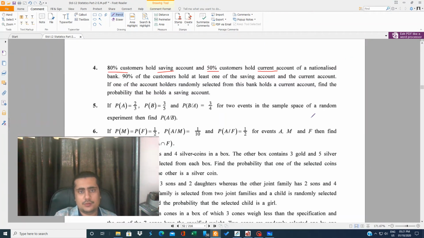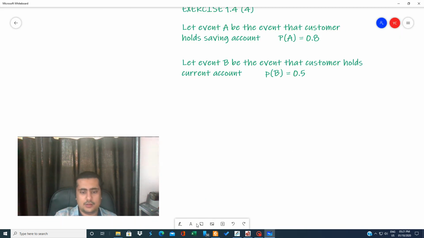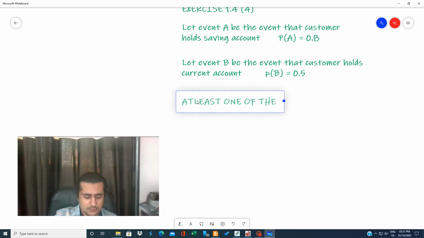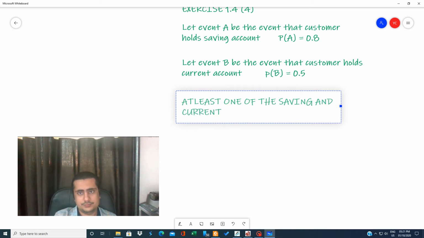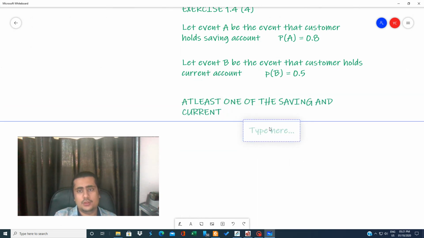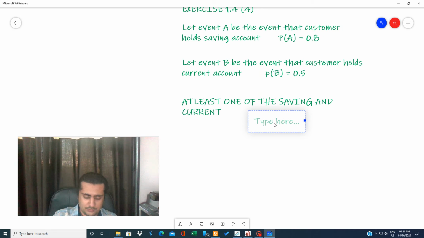And 90% of customers hold at least one of the saving account and current account. At least one: saving and current. What does this "at least one" mean? I told you that this is a very crucial thing to be learned.